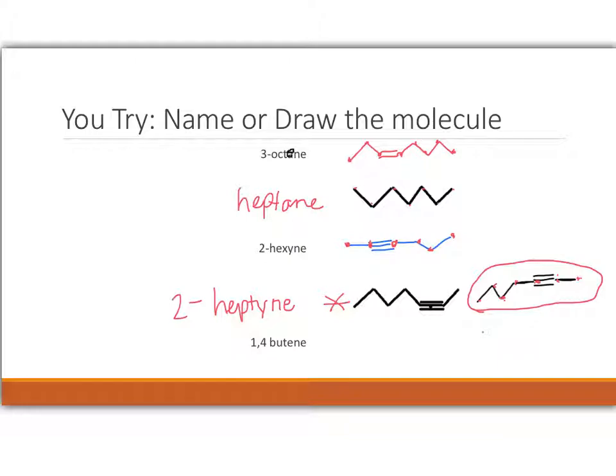And then I have 1,4-butene. Okay, which means I'm going to have double bonds at the first and the last carbon. So the way this one's written, I think it'll still make sense where the double bonds fall. So I have 1, 2, 3, 4. So here's my carbons, 2, 3, 4. Butene can only have 4 carbons, but what's wrong with the name?